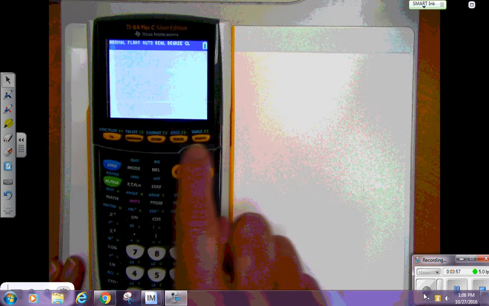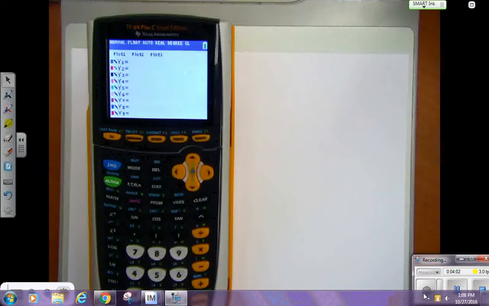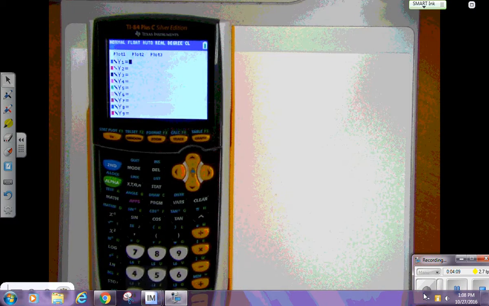Okay, so to type in your equation, we're going to go to the Y equals screen. So let's press that Y equals. And if you have something that's on your screen already, you can clear it by just pressing the clear button, and it'll clear it out for you.